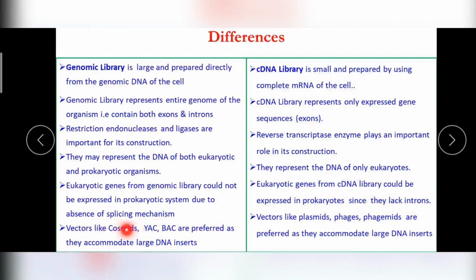Then vectors like cosmids, BACs and YACs are preferred for genomic libraries because they are able to accommodate large sized DNA inserts. Because the eukaryotic genome is large, you will prefer vectors which can incorporate large sized inserts. In the case of the cDNA library, the mostly preferred vectors are plasmids, phasmids and phages because they can accommodate small sized DNA inserts.